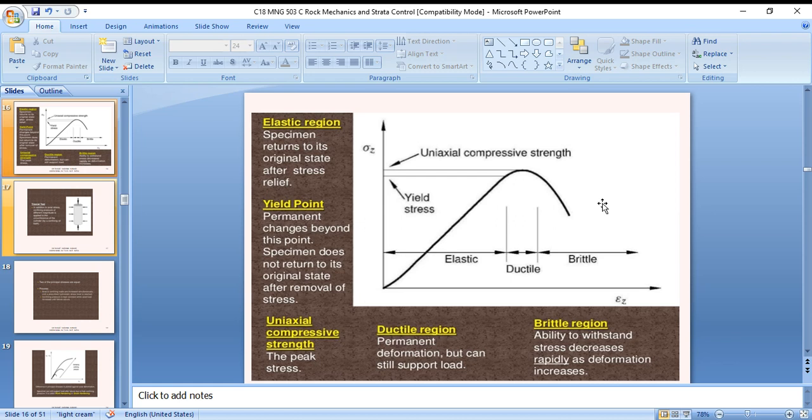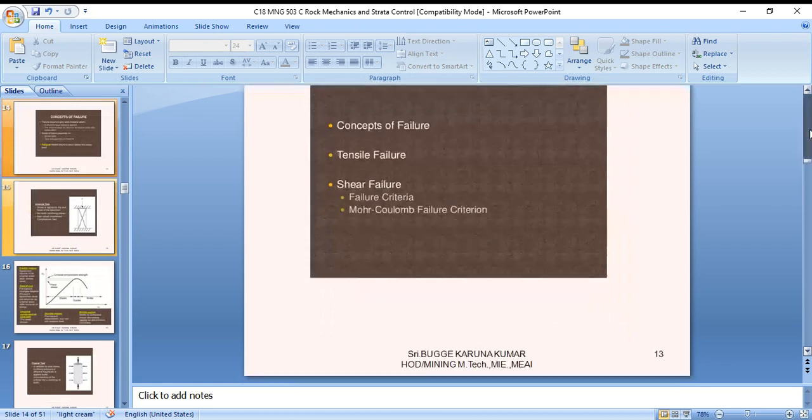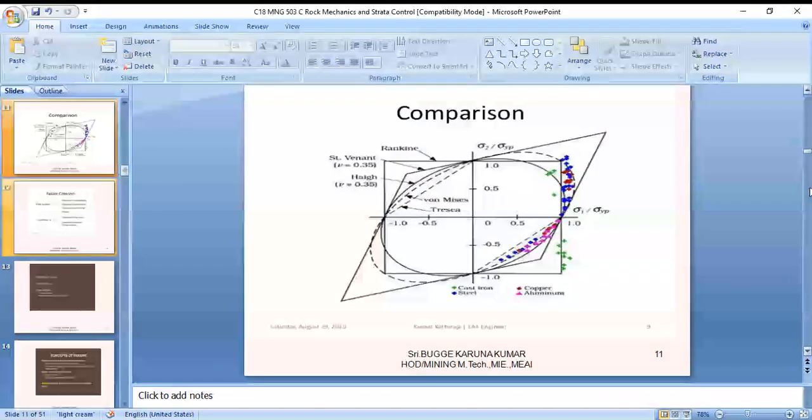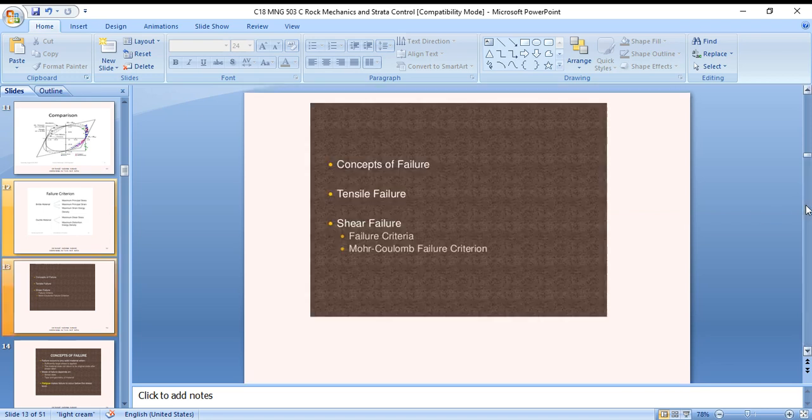So this is the overall idea about failure criteria. For brittle material, maximum principal stress, maximum principal strain, and maximum shear strain density can be applied. For ductile material, maximum shear stress and maximum distortion energy density. So with this, I am concluding today's lecture. Once again, thank you.